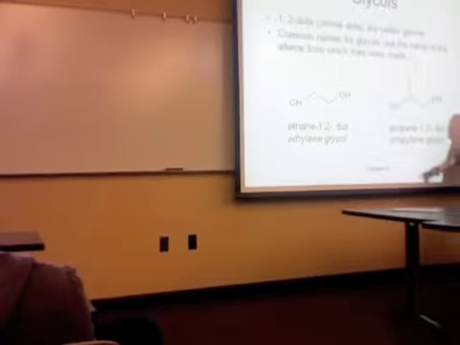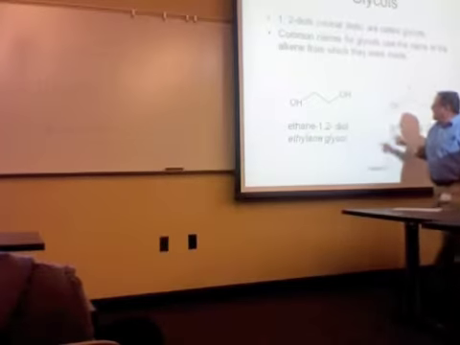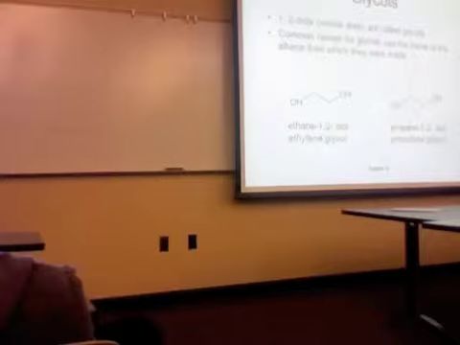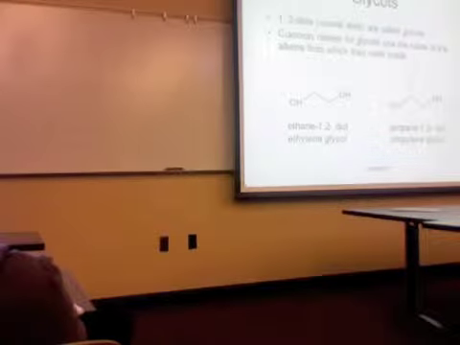The IUPAC name for this would be ethane diol, you can see here, and propane-1,2-diol. Why the numbers on the propane diol? Because there is a possibility it could be 1,3 instead of 1,2. And we probably really don't need the 1,2 on the ethane diol, because there's really only two places for it to be, but it's commonly shown anyway. Okay.